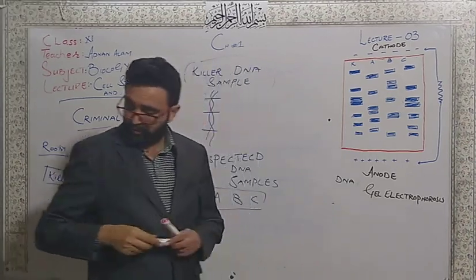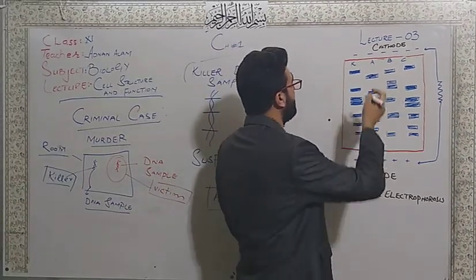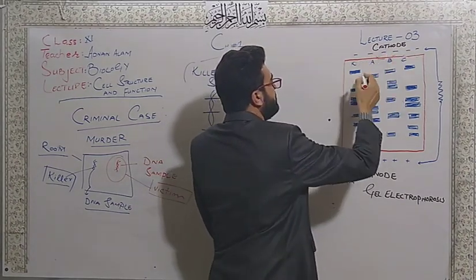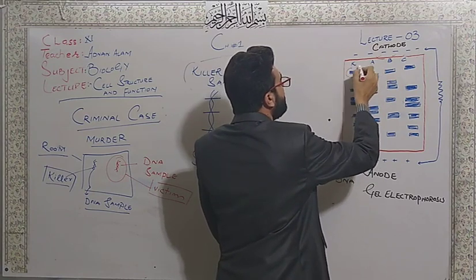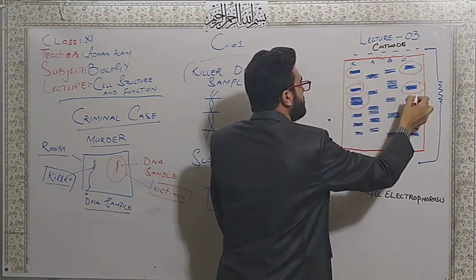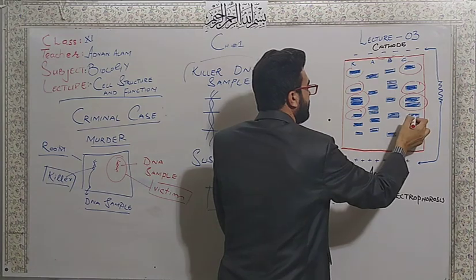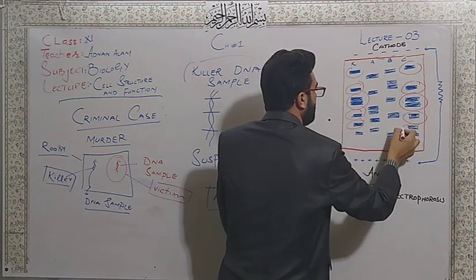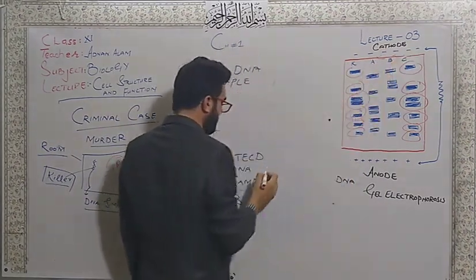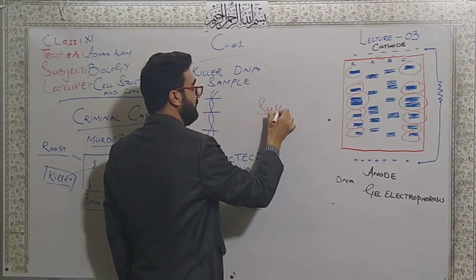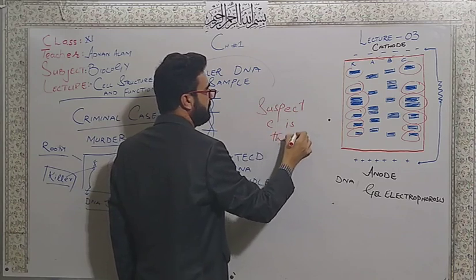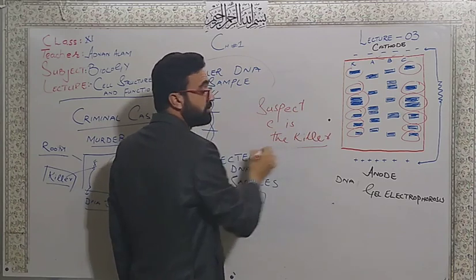Okay, my dear students, now you can identify who is the killer, A, B, or C. So look at the similarity between the C suspect and the killer. Look at the similarity. It means that suspect C is the killer. The result is suspect C is the killer. So the case is solved.